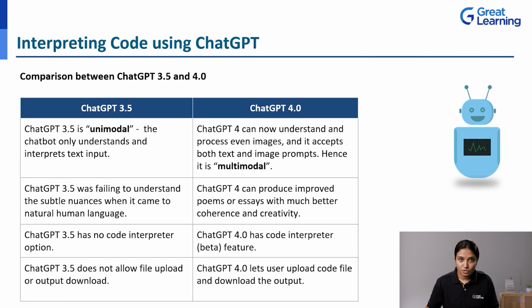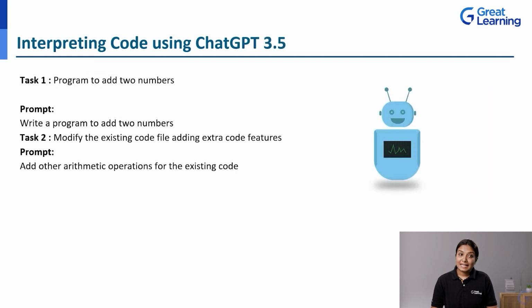ChatGPT 3.5 does not allow file upload or output download. So uploading and downloading is not present in ChatGPT 3.5. But in 4, we have the option of uploading a code file and also downloading the output, right? So these are the differences between the different versions or models of ChatGPT, that is 3.5 and 4. Let's see what tasks we can perform to interpret the code in 3.5 and how to interpret the code in 4 as well. First I'll cover the theoretical aspect and then let's jump into the interface and check out the same thing, for better quality and clarity.